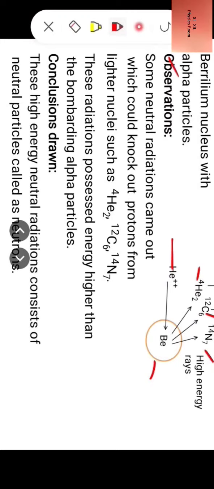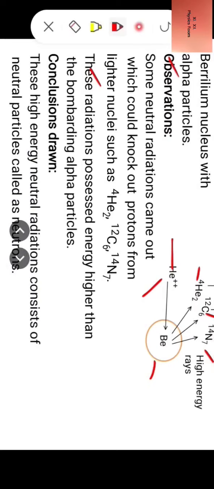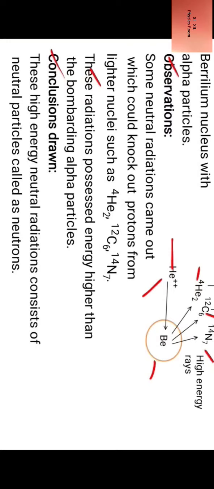Now these radiations possessed energy higher than the bombarding alpha particles. Conclusion drawn: these high energy neutral radiations consist of neutral particles called neutrons. I repeat, these high energy neutral radiations consist of neutral particles called neutrons.